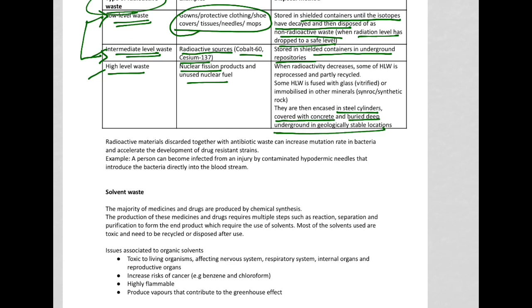Radioactive materials discarded together with antibiotic waste can increase the mutation rate in bacteria and accelerate the development of drug-resistant strains. For example, a person can become infected from an injury by contaminated hypodermic needles that introduce the bacteria directly into the bloodstream. Nuclear medicine can generate waste that contains gamma radiations.